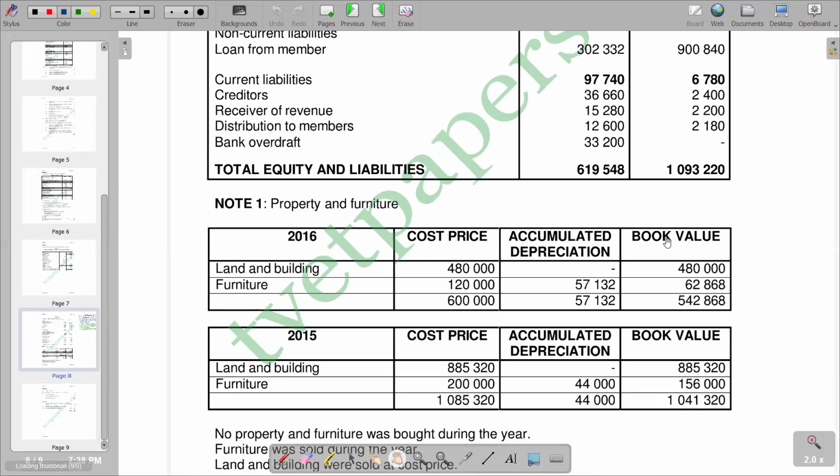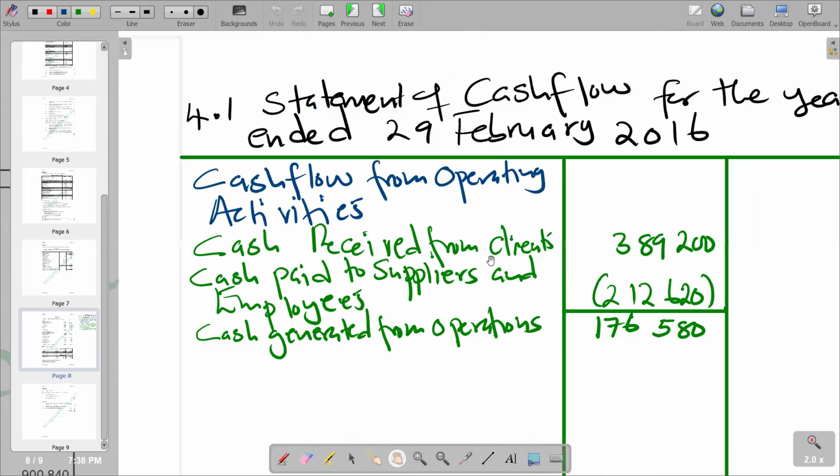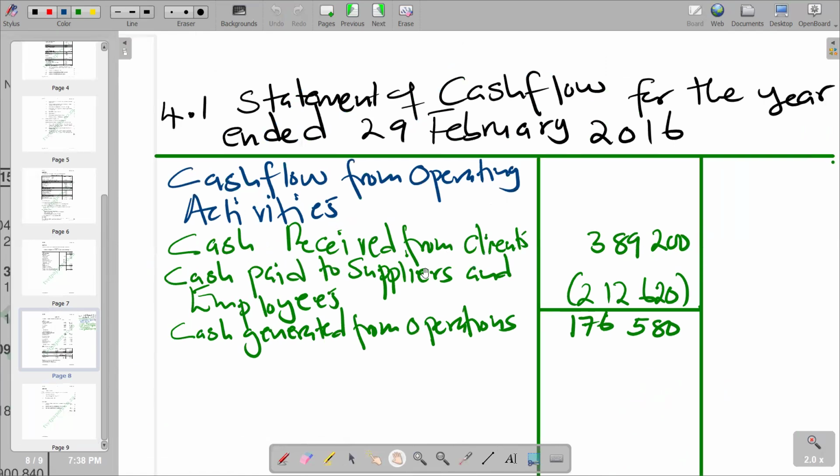So going back, this is our statement of cash flow, and we've got the figures for cash received from clients, 389,200, and cash paid to suppliers and employees, 212,620. Remember, those figures are calculated in the notes to the statement of cash flow. If you add the cash received from clients and the cash paid to suppliers and employees, 389,200 minus 212,720, you get 176,508. This is now the cash generated from operations.